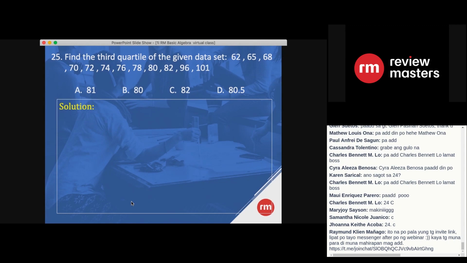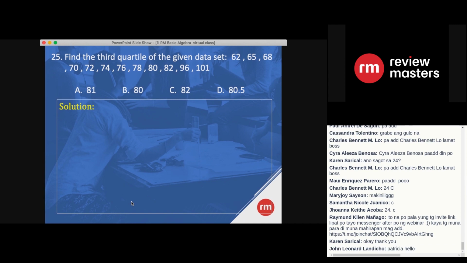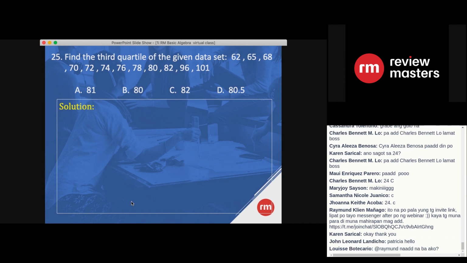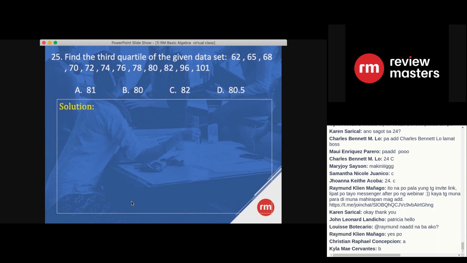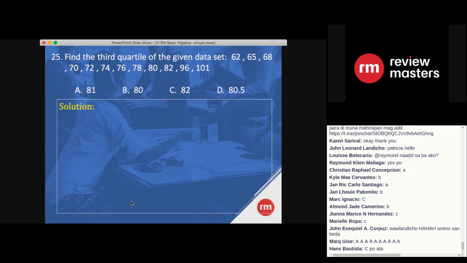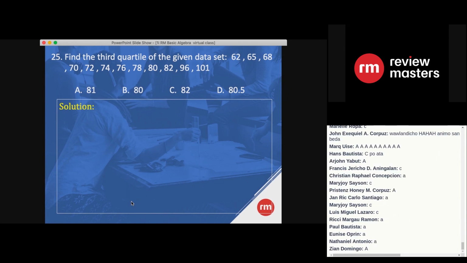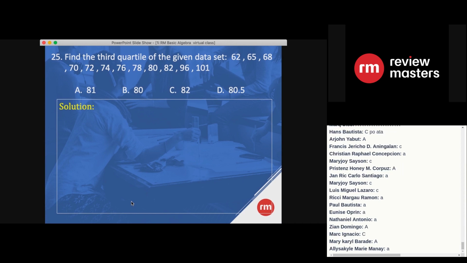Number 25. What is your answer in number 25? This is the last number. So what is your answer in number 25? May nakapagsagot ba? Meron bang umabot sa 25? Guys? Yes, what's the answer? Okay, so medyo varied ang answer natin. There are others who answered A. There are some who answered C. And there are some who answered B. Okay, so how do we solve for this?